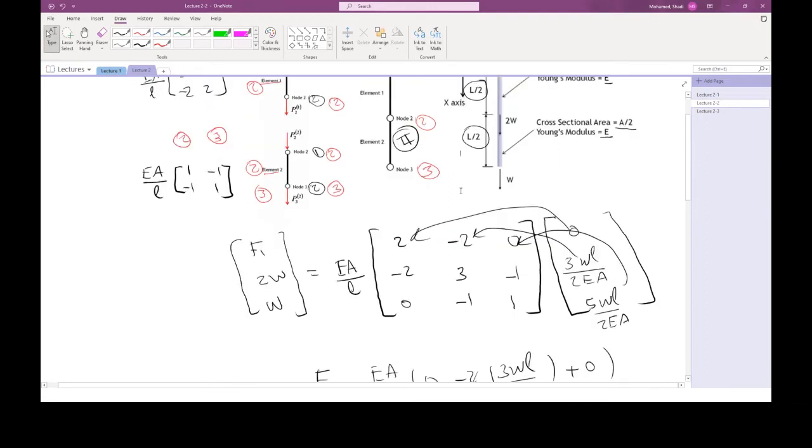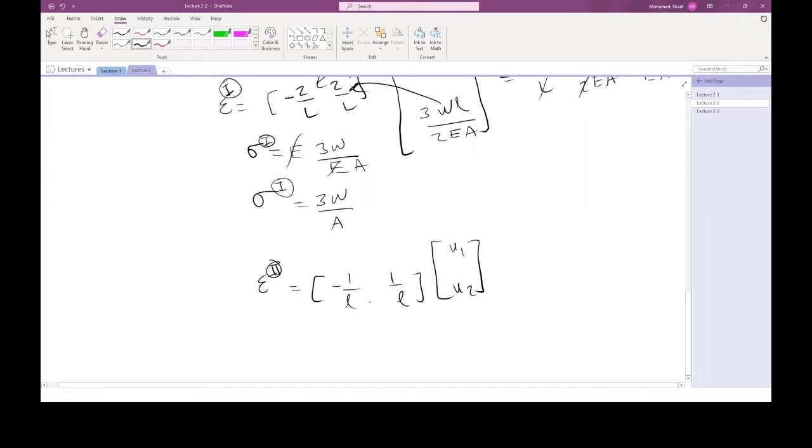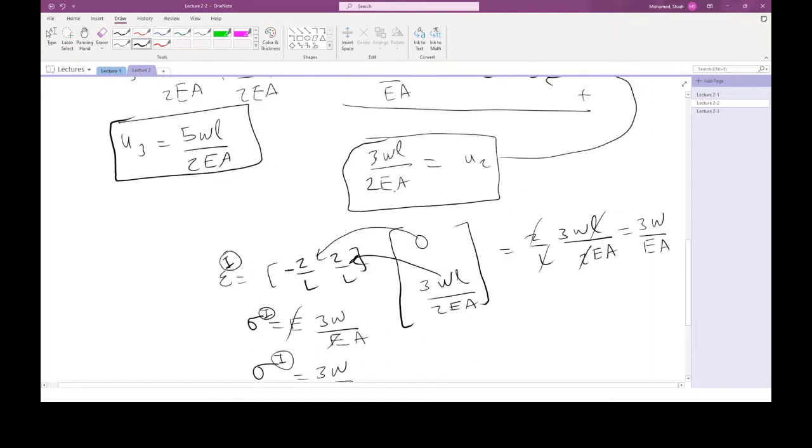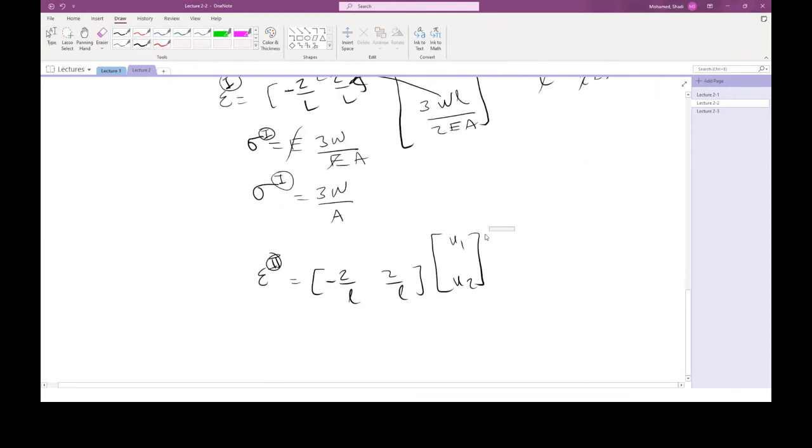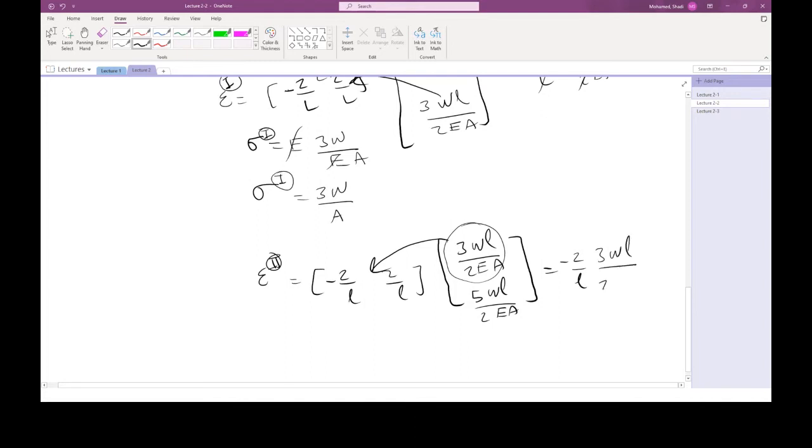So I'm just going to replace these into the expression. L will be L over 2, so I'm just going to write it 2 over L straight away. So this is minus 2 over L and 2 over L. And U2 is 3WL over 2EA, and U3 is 5WL over 2EA. I'm just going to write them down in here. Multiply them together: minus 2 over L multiplied with 3WL over 2EA, added to 2 over L multiplied by 5WL over 2EA.